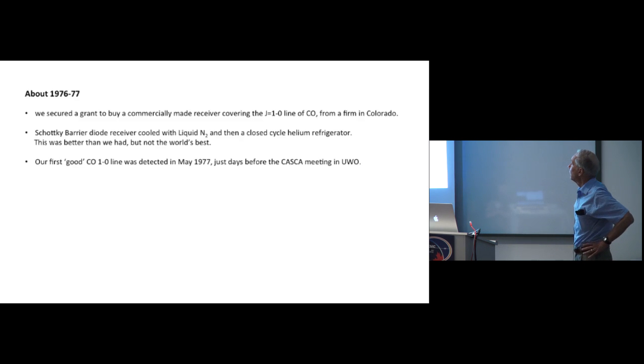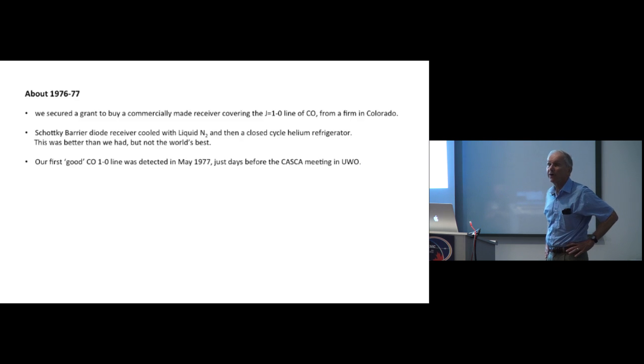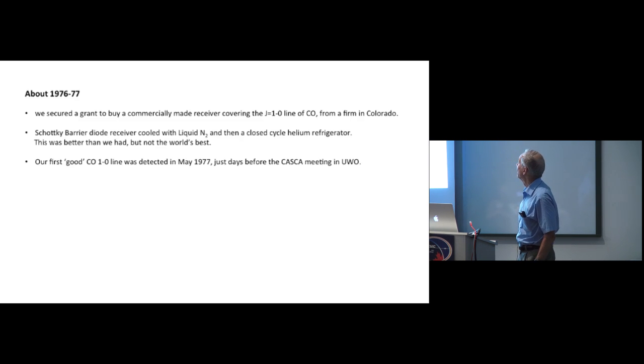So in 1976 or 77, thereabouts, we secured a grant to buy a commercially available receiver from a firm in Colorado, which covered the 1 to 0 CO line. And this was also a Schottky barrier diode mixer, cooled with liquid nitrogen, then a closed cycle helium refrigerator. It's better than we had before. Certainly not the world's best, but it was good enough.